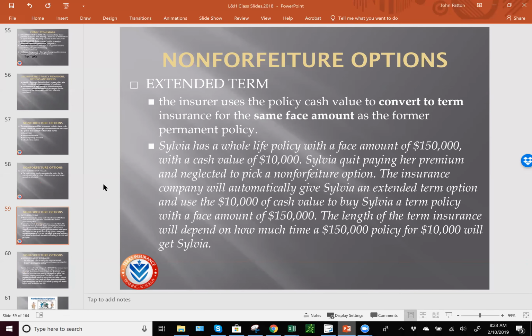Next is the extended term option. Under extended term, the insurer uses the policy's cash value to convert to term insurance for the same face amount as the former permanent policy.